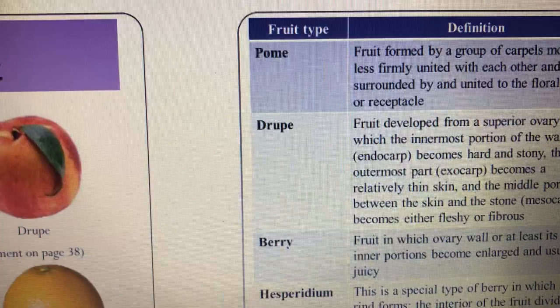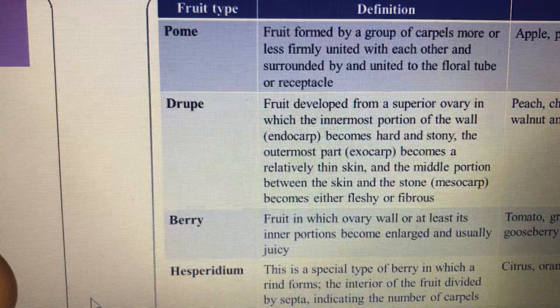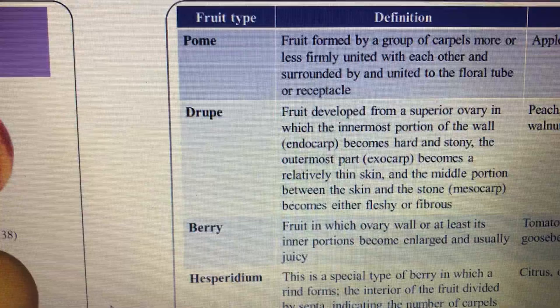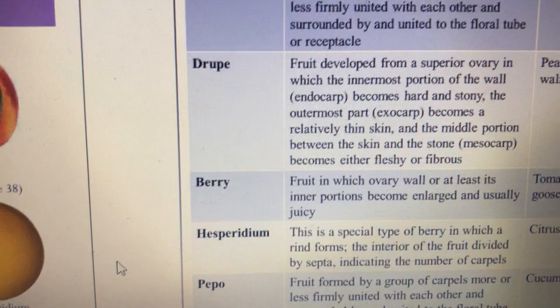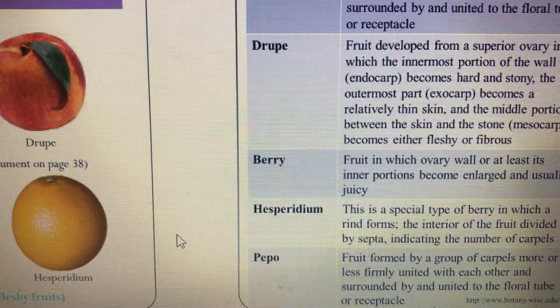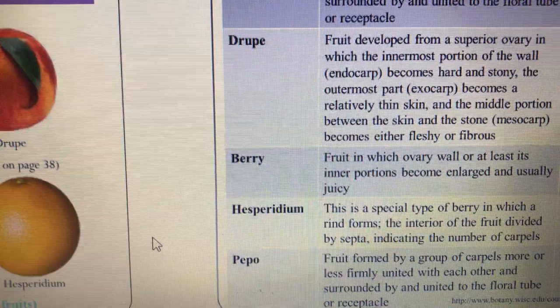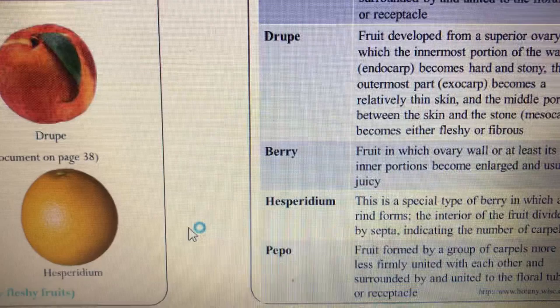The berry is a fruit in which the ovary wall, or at least its inner portions, become enlarged and usually juicy. So some examples of this are a banana, grapes, tomatoes, and gooseberry. Hesperidum, examples are citrus and oranges. Hesperidum is a special type of berry in which a rind forms. The interior of the fruit is divided by septa, indicating the number of carpels. And pepo, an example is cucumber, is a fruit formed by a group of carpels more or less firmly united with each other and surrounded by and united to the floral tube or receptacle.